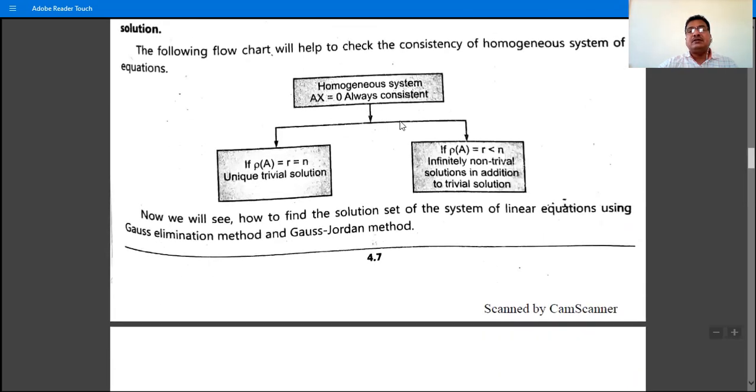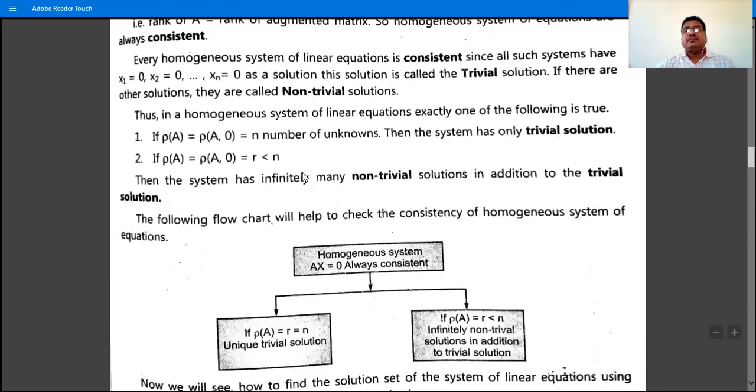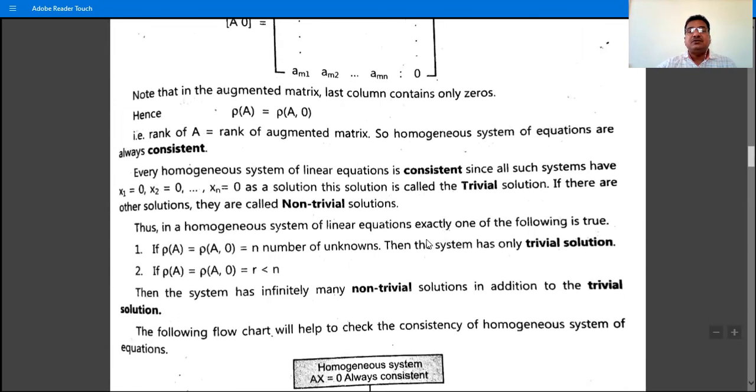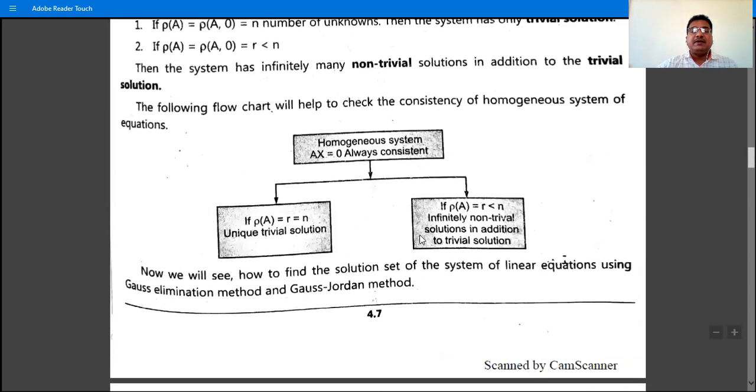So a homogeneous system is always consistent, so there are only two cases for a homogeneous system. The system has either a unique solution or infinitely many solutions. That is, in the case of a non-homogeneous system, the number of solutions is either 0, 1, or infinitely many. But in the case of a homogeneous system, the system has either one solution or infinitely many solutions, because the homogeneous system is always consistent. Every homogeneous system has at least one solution.